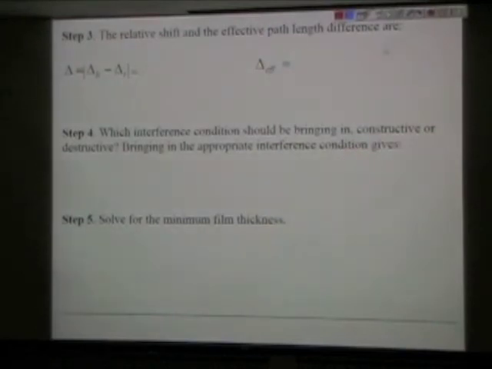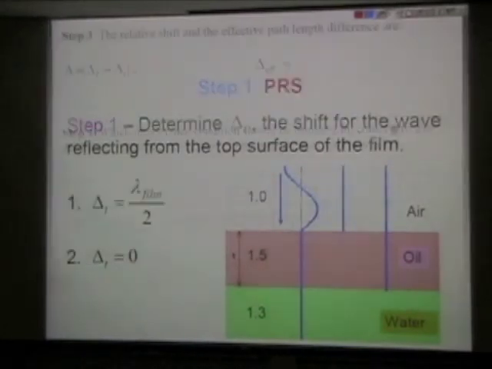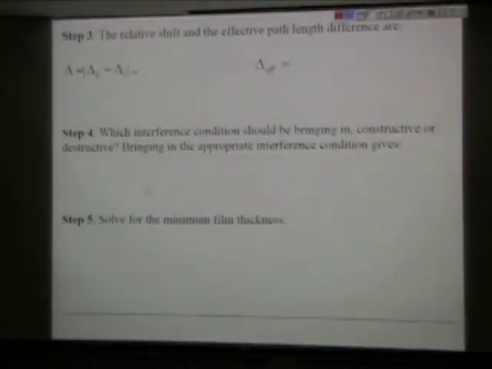Now, the actual effective path length difference is going to be equal to T plus this one. And we are supposed to set it to either the condition for the constructive interference or the condition for destructive interference.